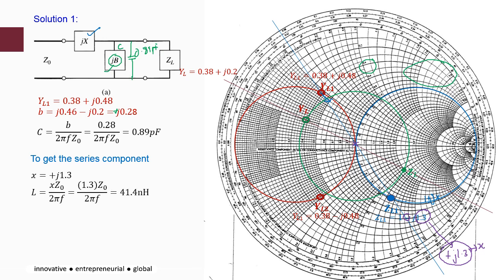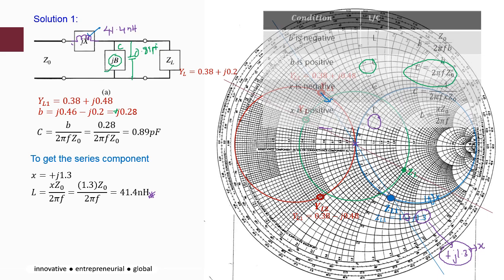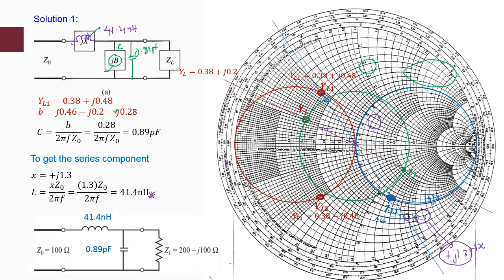So plus j, refer again to the table. If x is positive, you'll have L, with that equation you can calculate your L value. So in this case, your L will be an inductor with 41.4 nanohenry. Okay, so that will be your final circuit for solution 1.